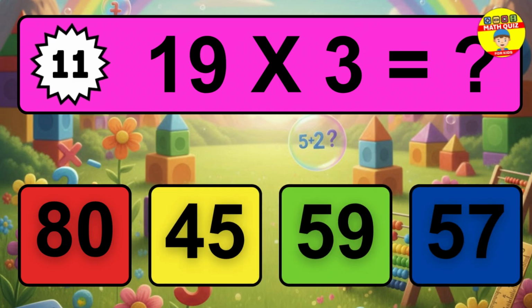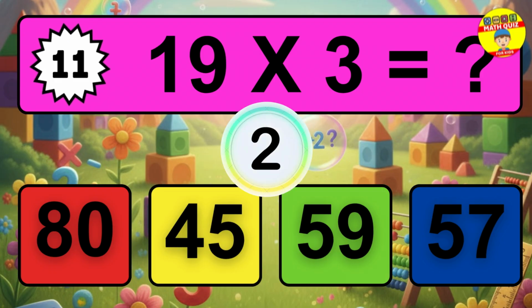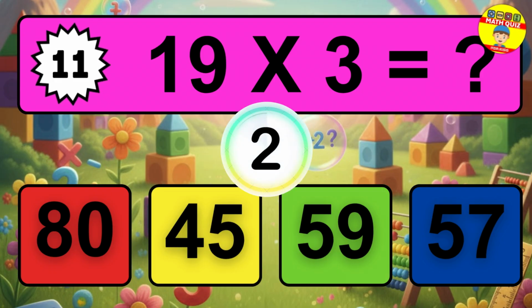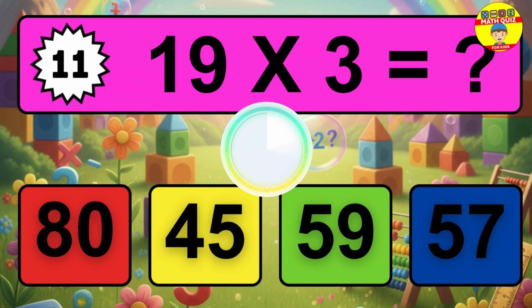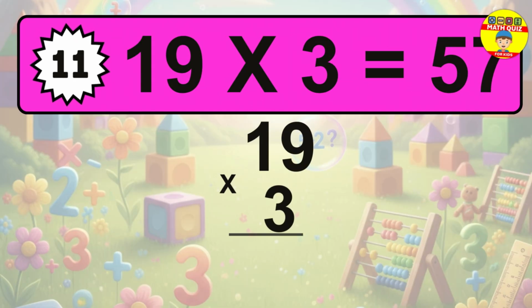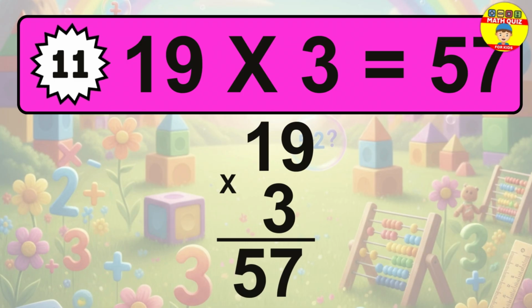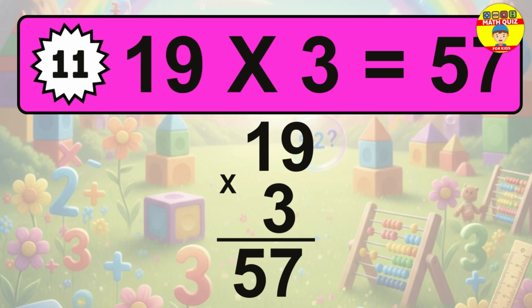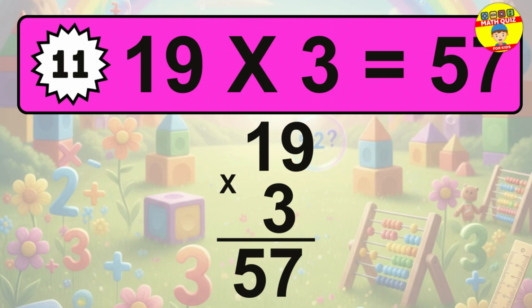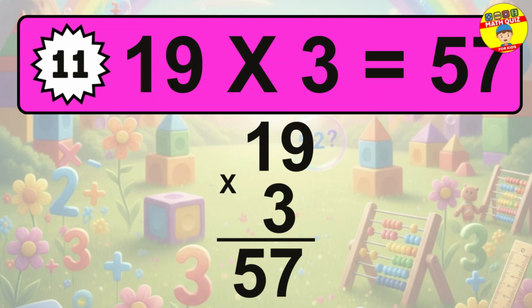Question 11. 19 times 3 equals what? So the answer is 19 times 3 is 57. To calculate, we have 19 groups with 3 balls each one. So how many balls do we have? 57 balls.